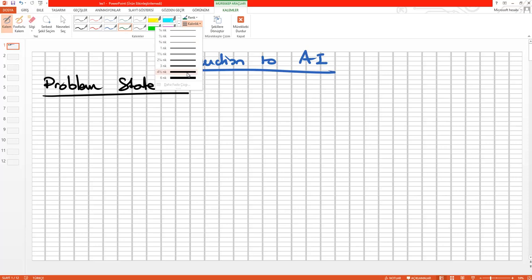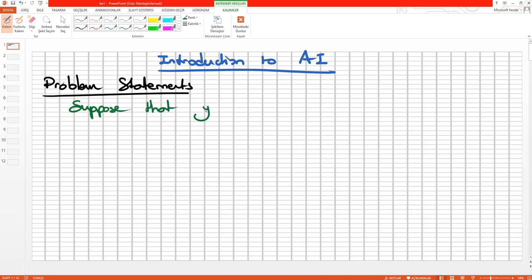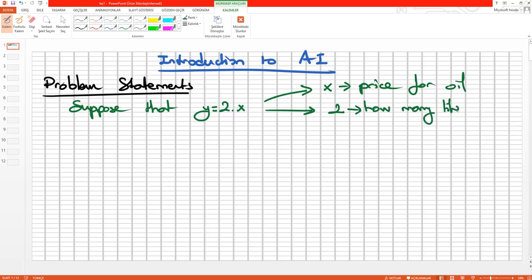Suppose that we have some kind of function like this one. Suppose that we have y equal to 2 times x. Okay. And so for each parameter here, the x, for example, is the price for oil, okay? And the 2 is how many liters are taken from us, okay? And the y is the total output or the total price, okay?